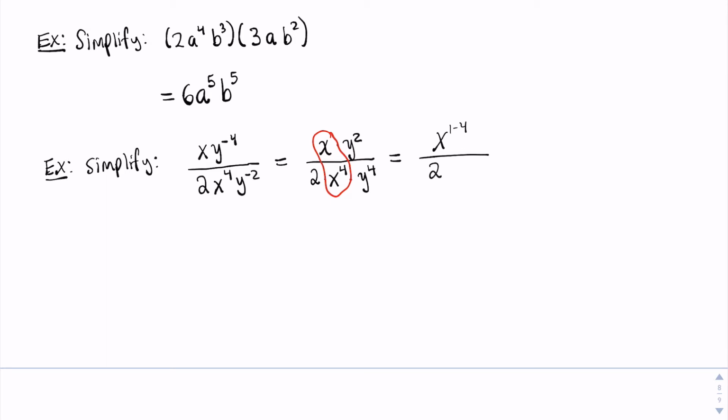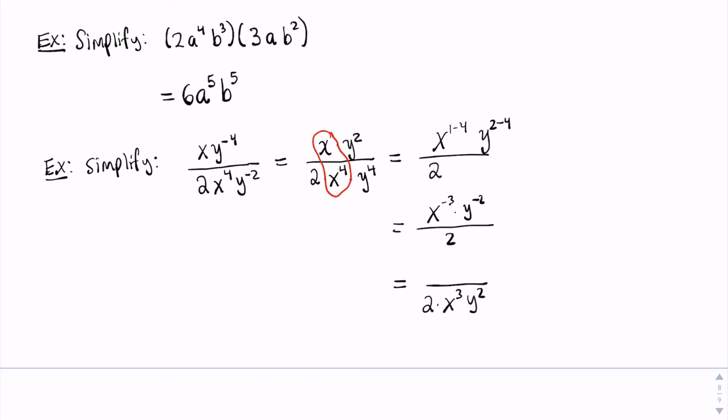So what about y? You do the same thing, and you're going to get y to the negative 2. Yeah, so 2 minus 4, which is negative 2. So this just leaves you with x to the negative 3 times y to the negative 2 divided by 2, and then you turn all the negative exponents back to positive. So you're going to have 2 on the bottom, x to the 3rd, and then y to the positive 2.